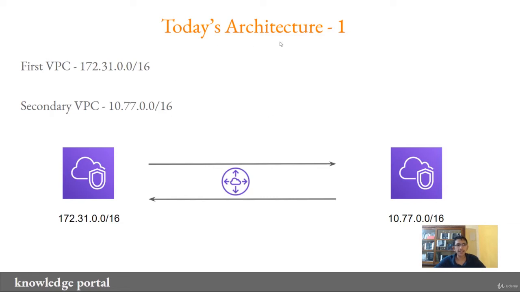The first architecture is where we'll have a first VPC with a CIDR of 172.31.0.0/16, which is the left one, and the second VPC which has a CIDR of 10.77.0.0/16, which is the right one, and there is a VPC peering, and we'll look into how the communication happens.